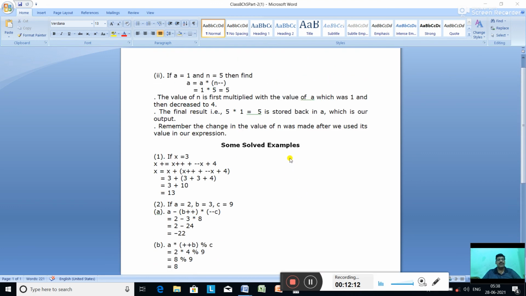So this way we use the prefix unary operator and postfix unary operator. So write and practice. Thank you.